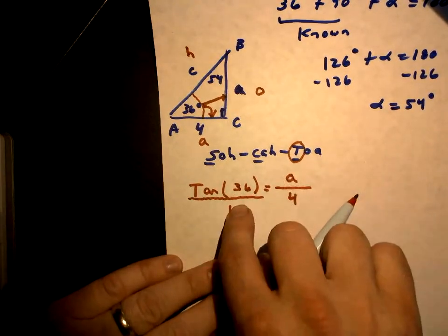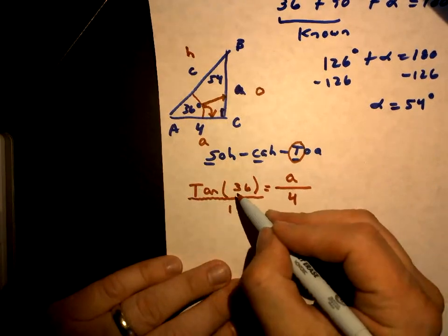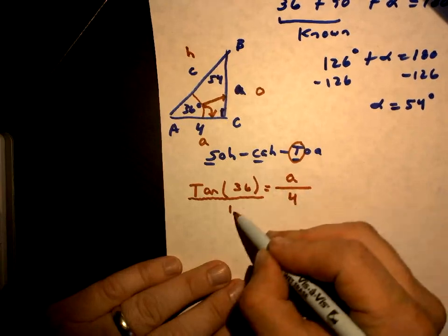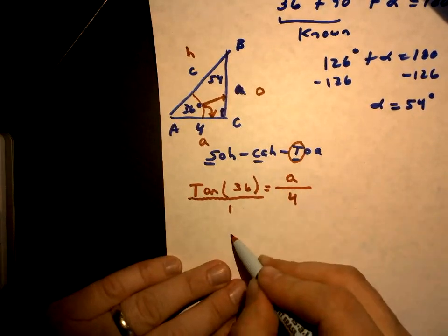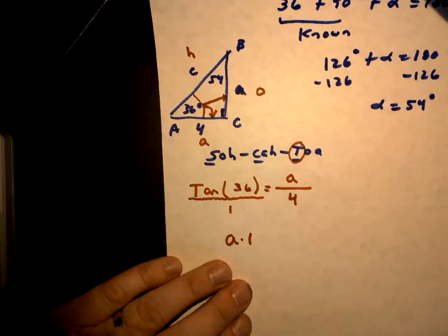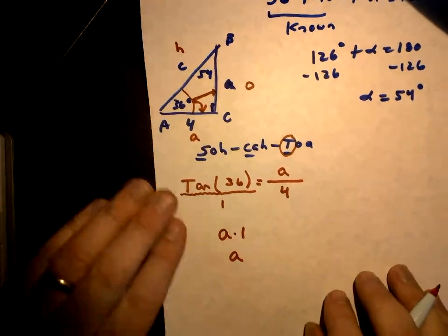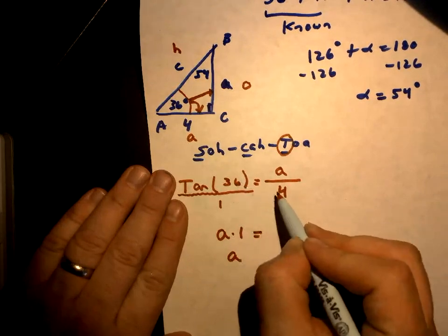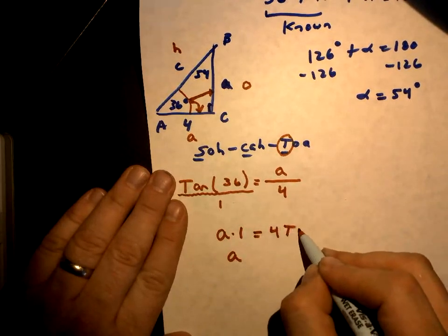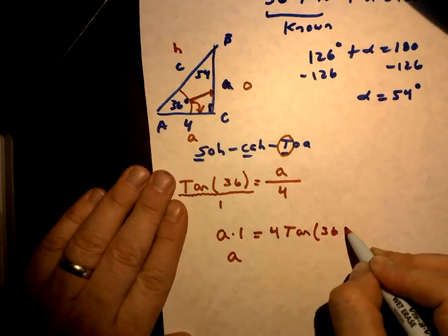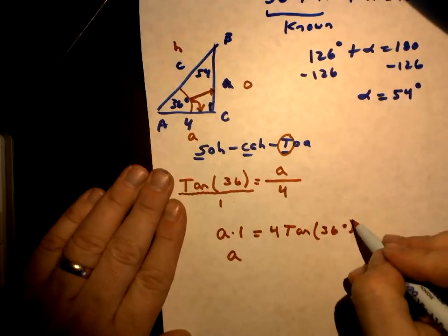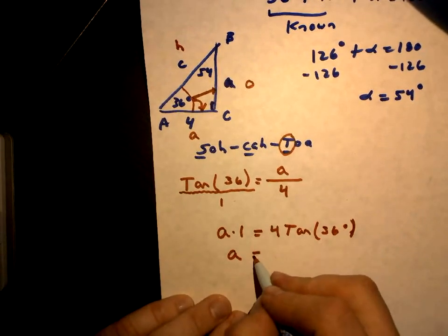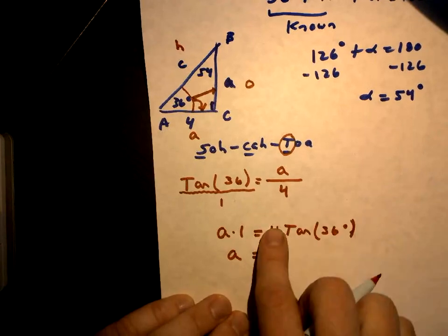You're just going to cross multiply because this is just a number over 1. Anything can be written over 1. So we're going to cross like this. And we're going to say, well, that's just A times 1, which is just A. So that's just A equals, well, we're going to cross this, and we're going to go 4 tan of 36 degrees. So then this is just a number. This is all calculator.